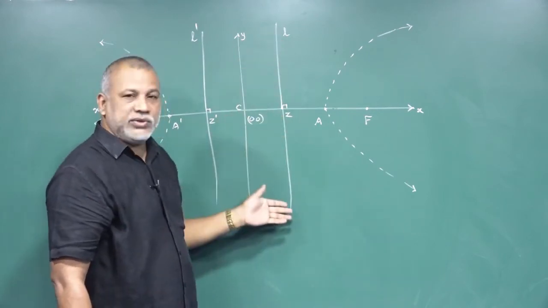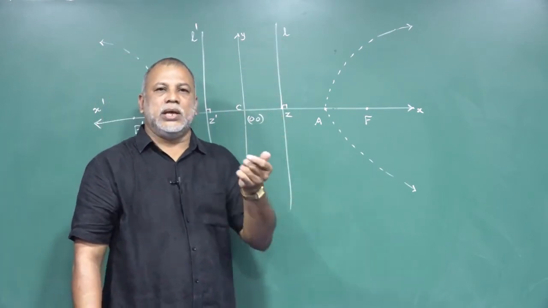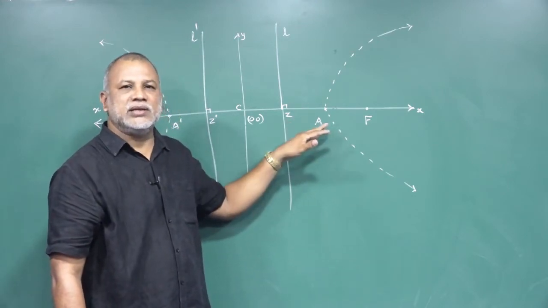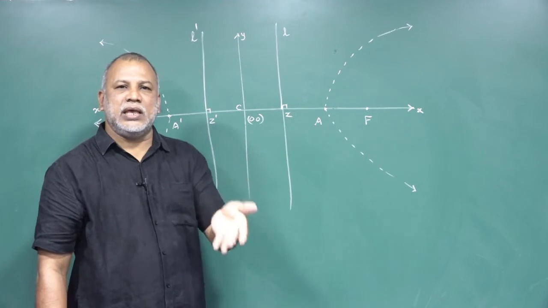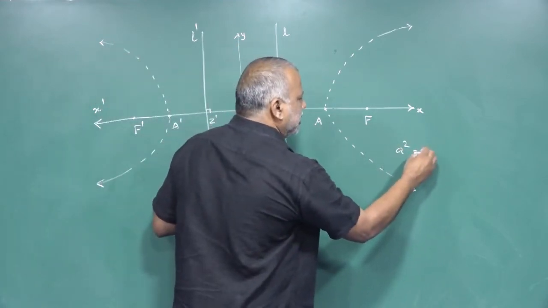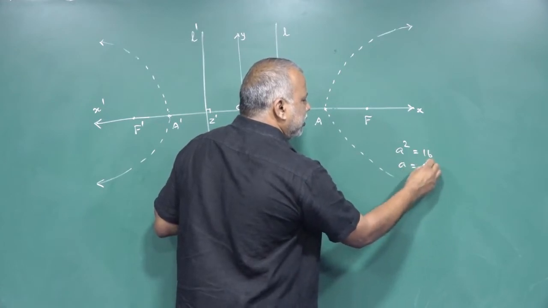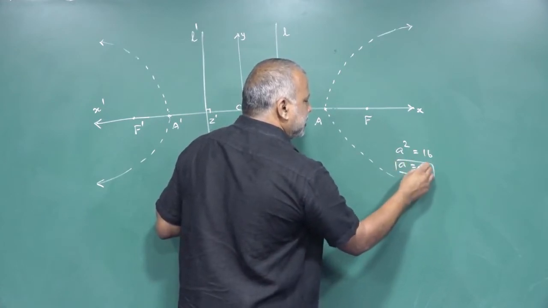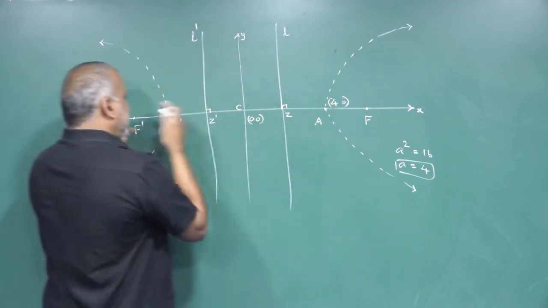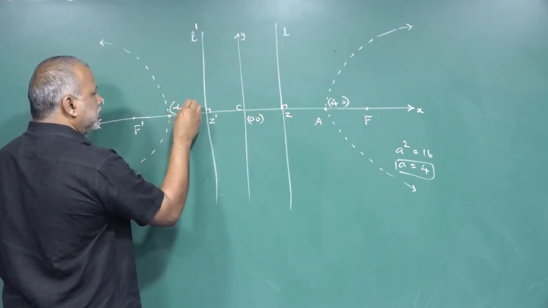That is the equation of the directrix. Just now we worked out x equal to plus or minus. Here A means vertices. What is the value of vertices? A comma 0, minus A comma 0. Already you worked out A squared equal to 16. From that A equal to 4. Or you can say plus or minus 4 here. 4 comma 0. Then here minus 4 comma 0.